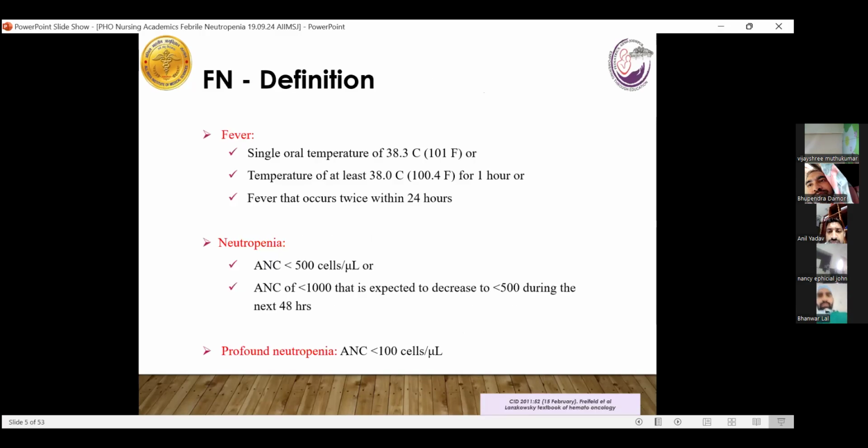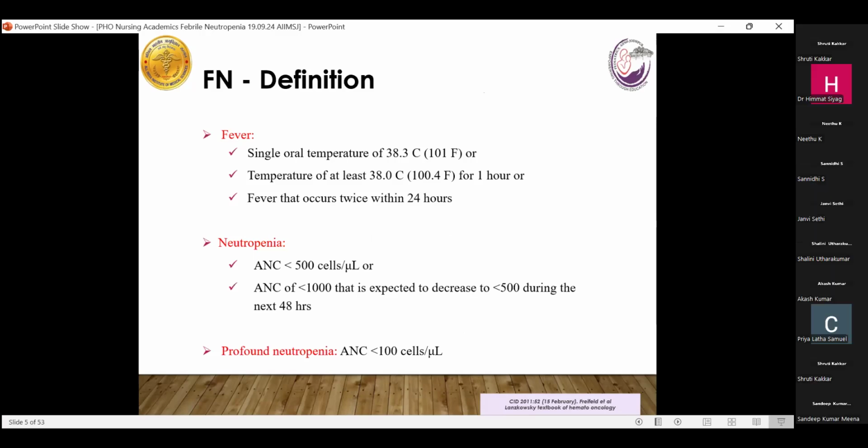So the definition, as the term suggests, febrile neutropenia. We have fever, we have neutropenia. Fever is a single oral temperature of 38.3 degrees centigrade or 101 Fahrenheit, or a temperature of at least 38 degrees centigrade, 100.4 Fahrenheit for 1 hour, or a fever that occurs twice within 24 hours. That is fever, and neutropenia is ANC less than 500 or an ANC of less than 1000 in the next 48 hours.